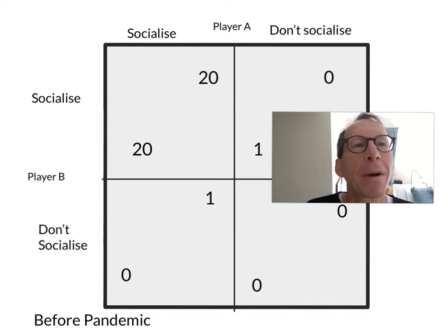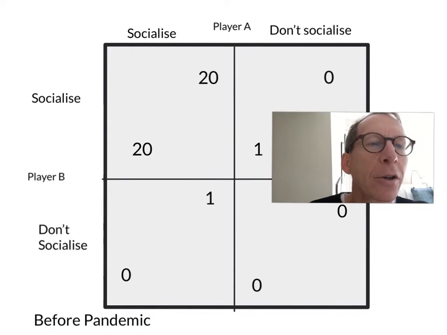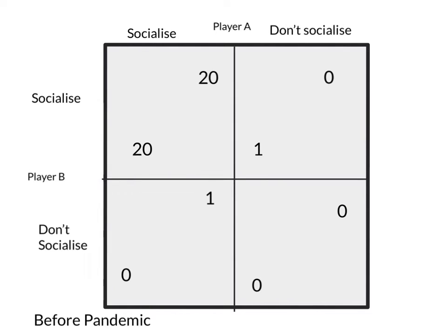So the payoff to player A goes down when they socialise but B doesn't. Of course, they could both stay at home watching television, and that would give them each a payoff of 0. So what's the actual game we're playing here?